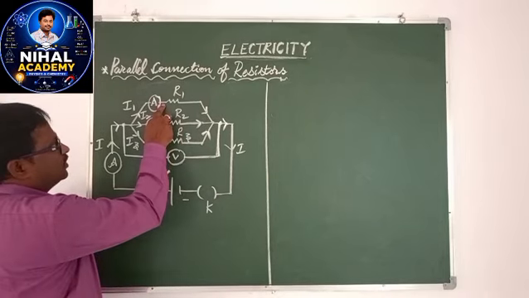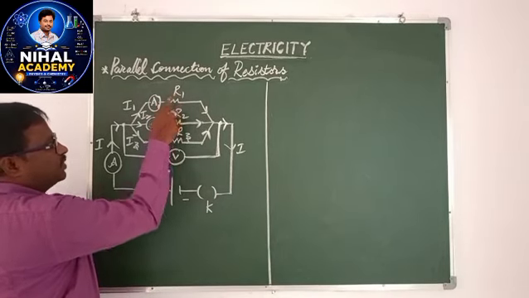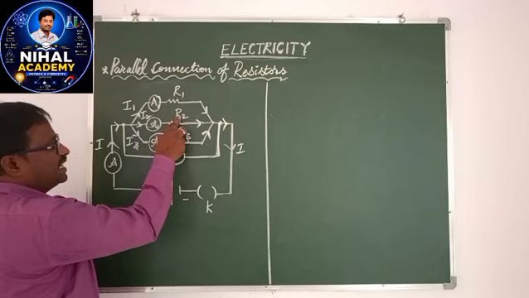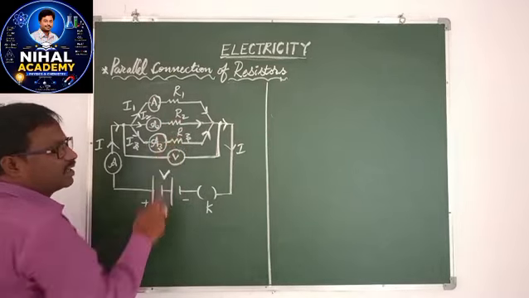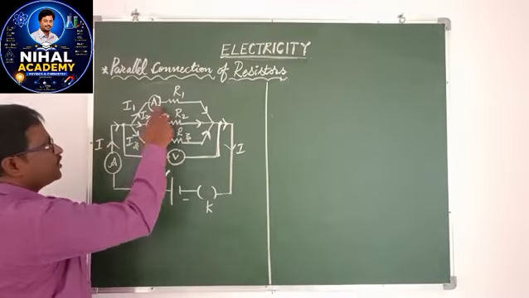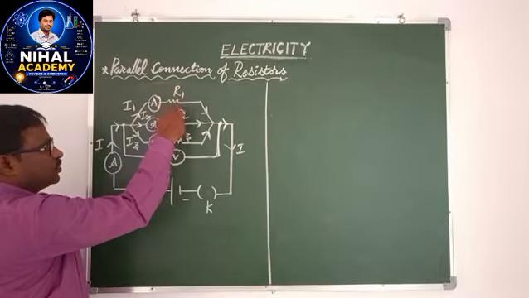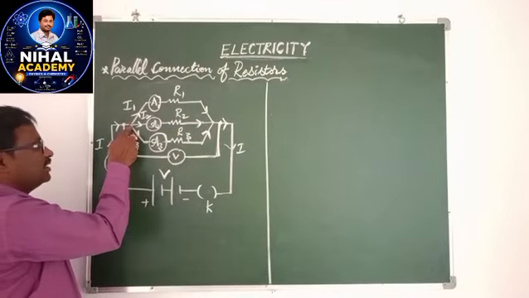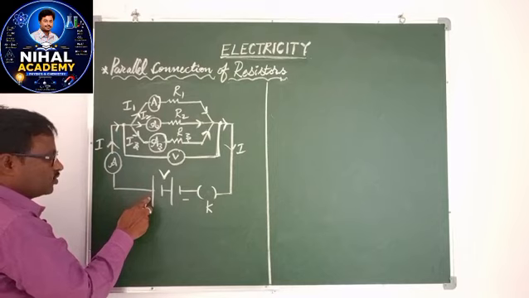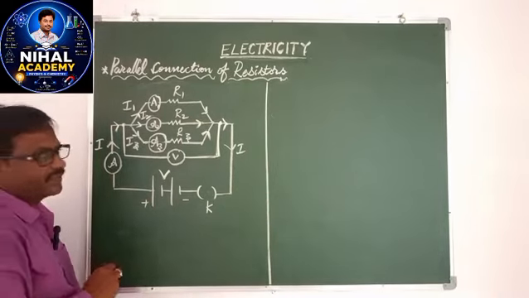This is the first end of the first resistor R1, this is the first end of the second resistor R2, and this is the first end of the third resistor R3. All these first ends of the resistors R1, R2, R3 are connected together here, and it is connected to the positive of the battery through ammeter.